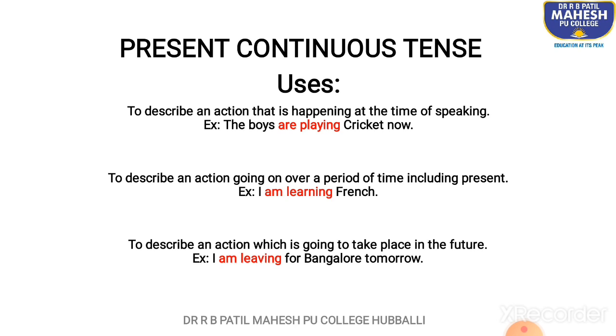The example here would clarify the use. I am leaving for Bangalore tomorrow. Now, the word tomorrow speaks about an action which is going to take place in the future, but the tense used here, I am leaving, is the present continuous tense. So, present continuous tense is used to denote an action which is going to take place in the future, as in this sentence, I am leaving for Bangalore tomorrow. So these are the uses of present continuous tense.